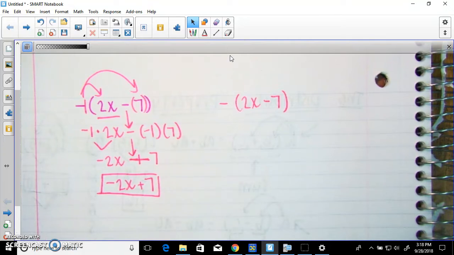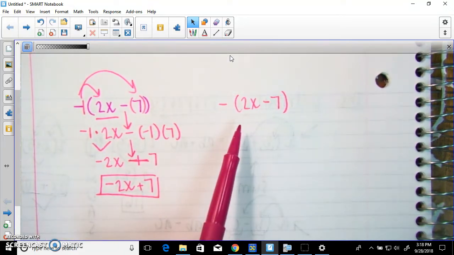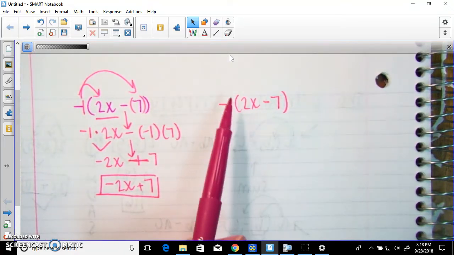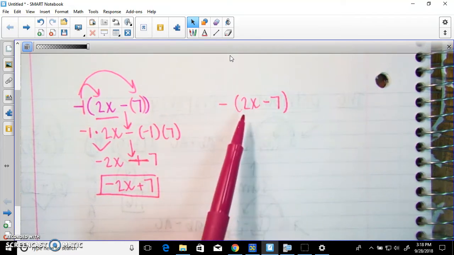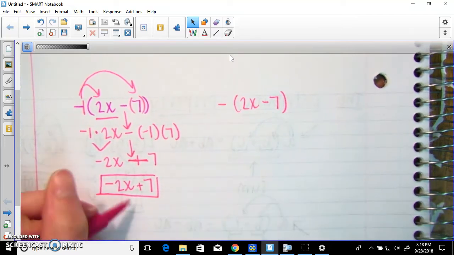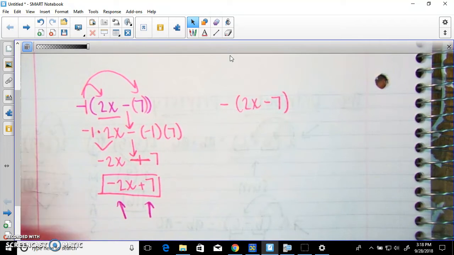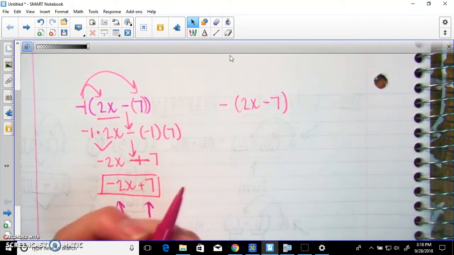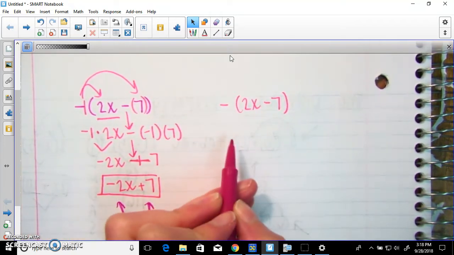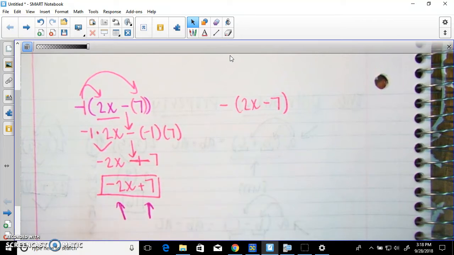Take a look at what we started with before we actually worked out this problem. We started with negative as a coefficient and then times the quantity 2x minus 7. Look at what we ended with. We ended with negative 2x plus 7. So if you are ever distributing a negative, all it does is make the signs of each term opposite.